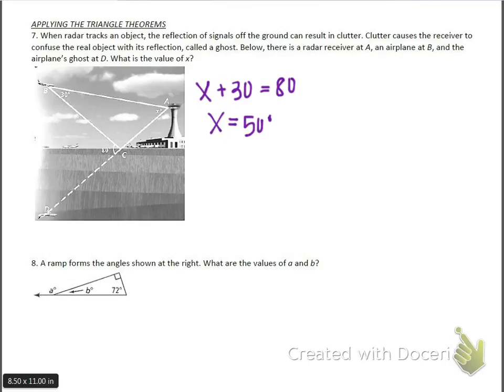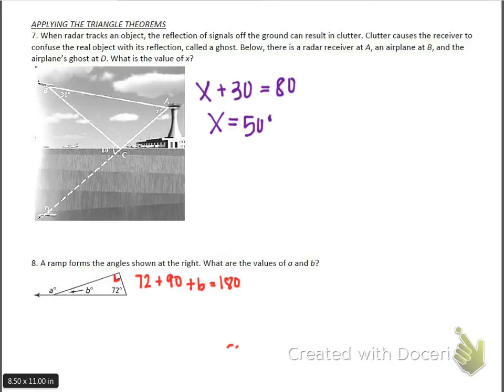Who can help me? Well, wait, no, I'm going to call on somebody. Isabella, what'd you do for number 8? I did 72 plus 90 plus B equals 180. So she did 72 plus 90. Where'd you get 90 from? The right angle. Plus B equals 180. Do you know what theorem that is? Look in your notes. The triangle angle something. Good. So she used triangle sum theorem.